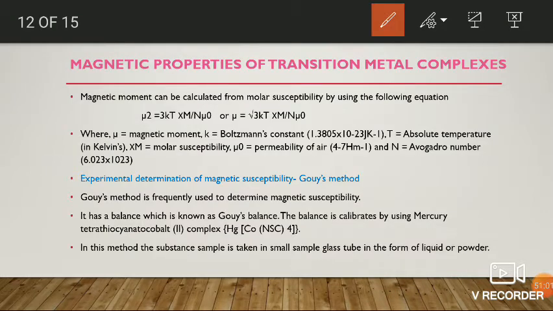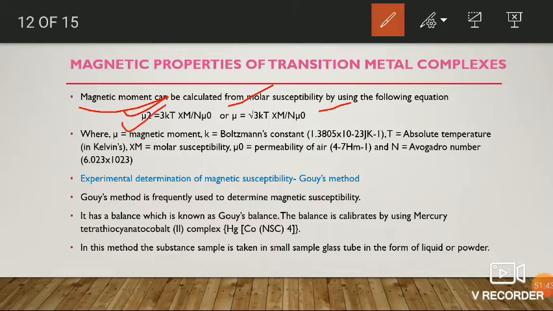Here there is a relation between the magnetic moment and the molar magnetic susceptibility of a particular substance. By using that relation, we can calculate the magnetic moment. Here the relation is mu squared equals 3 k T chi m divided by N mu 0, or mu equals the square root of 3 k T chi m divided by N mu 0. Let us observe the terms in the equation one by one.